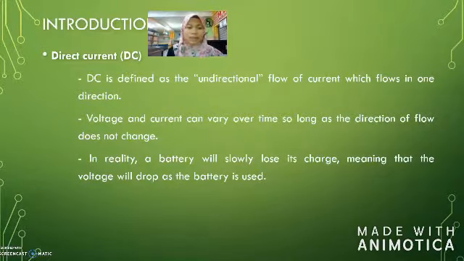The other one is direct current, which is DC. Direct current is defined as the unidirectional flow of current, which flows in one direction. Voltage and current can vary over time so long as the direction of flow does not change. In reality, a battery will slowly lose its charge, meaning that the voltage will drop as the battery is used.